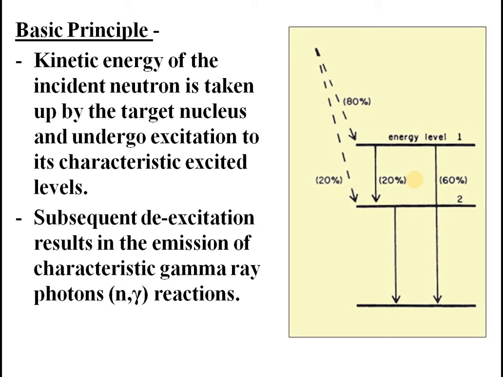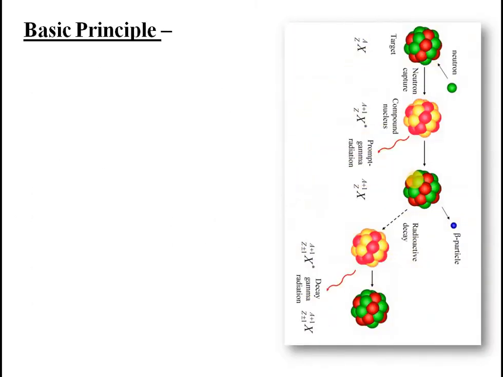Subsequent de-excitation results in the emission of characteristic gamma ray photons due to this bombardment. That is called the N-gamma reaction. Neutron is impinging on it and gamma is emitting out. That's the meaning of N-gamma reaction. Neutron is the projectile and the outcome is the gamma ray.